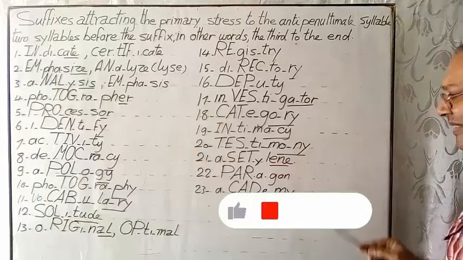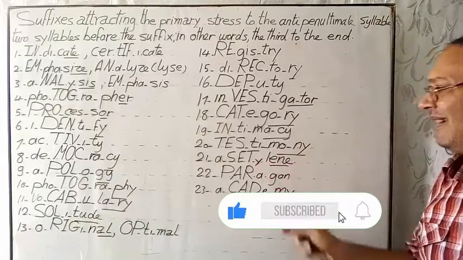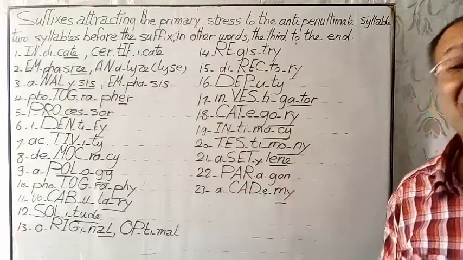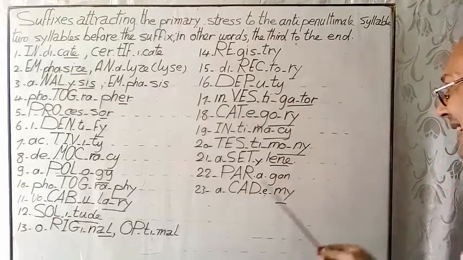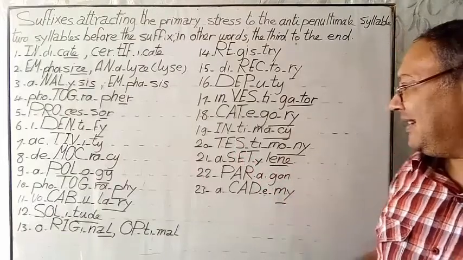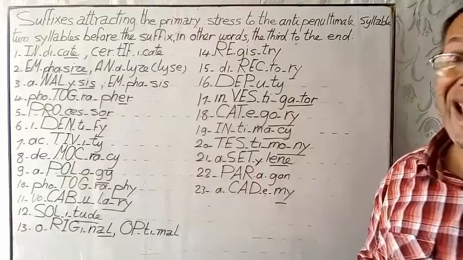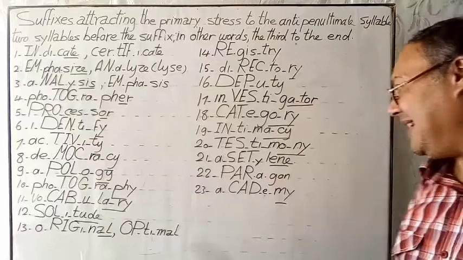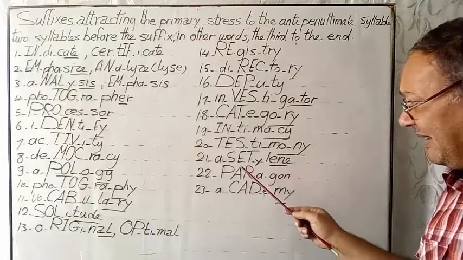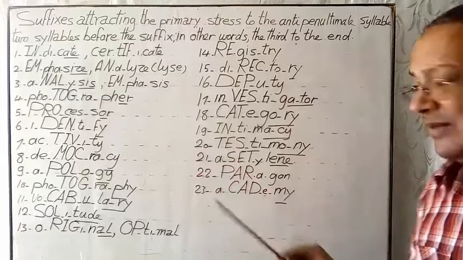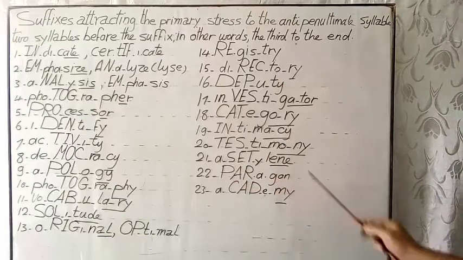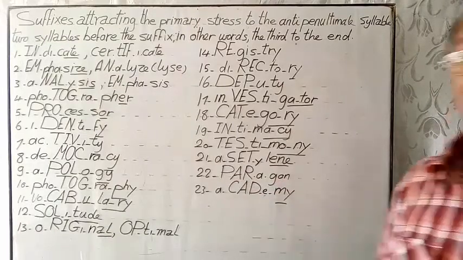Acetylene, A-C-E-T-Y-L-E-N-E. Y here is schwa, and E here is also schwa. So the syllable "tyl" is a heavy syllable because it's the anti-penultimate syllable. Normally a short vowel sound would not make a heavy syllable, but here, according to the final -ene, it became a heavy syllable, governed by -ene. Pagon, academy.